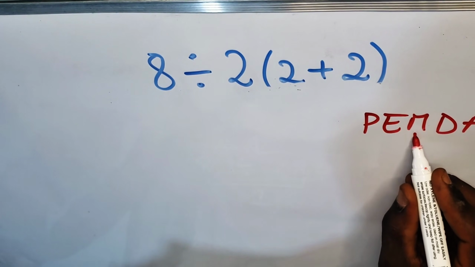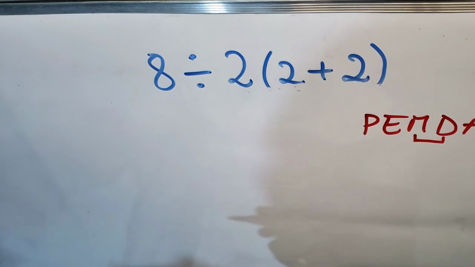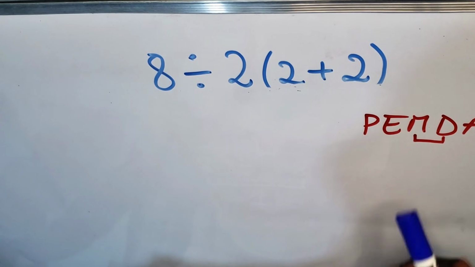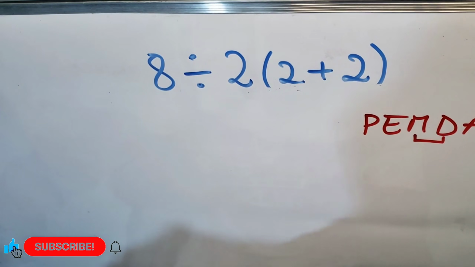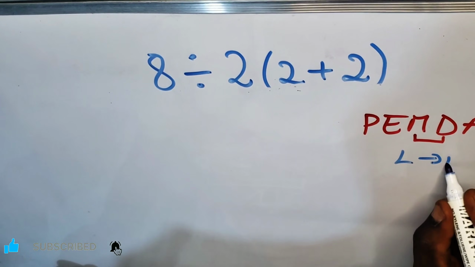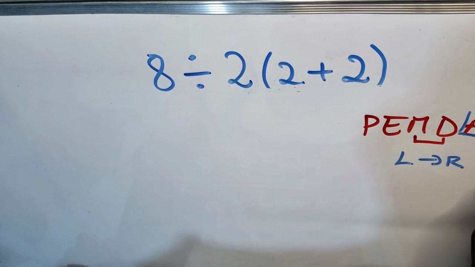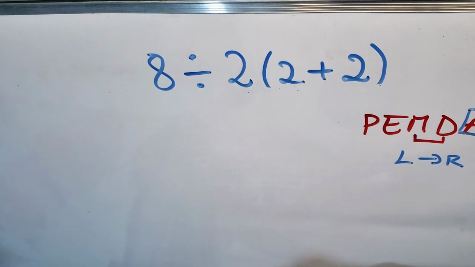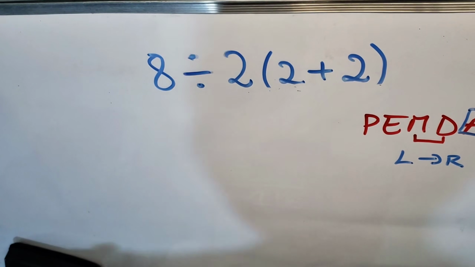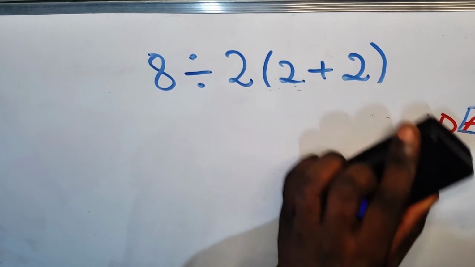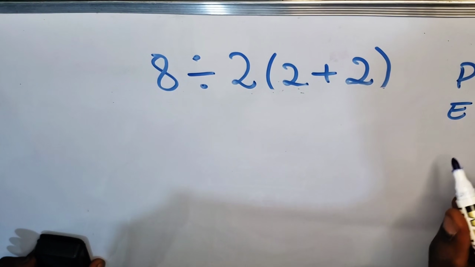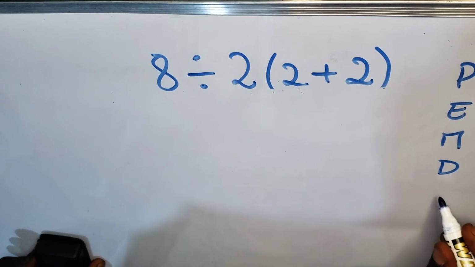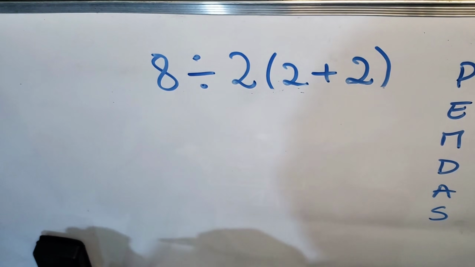Here, multiplication and division are of equal rank. So, whenever you have multiplication and division, we do the operations moving from left to right. The same thing for addition and subtraction. So, in this problem, we have to start first with the parentheses. So, we're going to erase this and put here PEMDAS: parentheses, exponent, multiplication, division, addition, and subtraction.